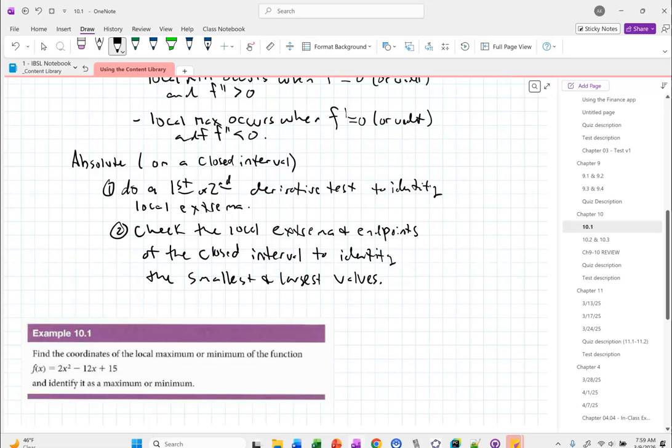Okay, so we're still identifying our locals the exact same way that we would. Then we just need to check, is that local min or max an absolute min or max? Is that local? Yeah, anyway. Does everybody feel okay here? Now, why do we have to check the endpoints also?